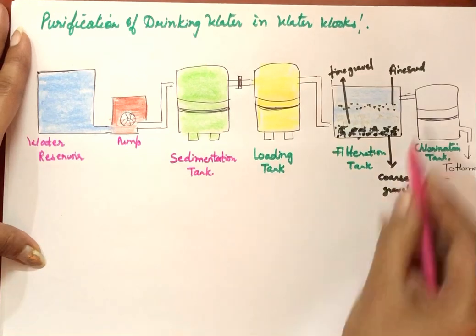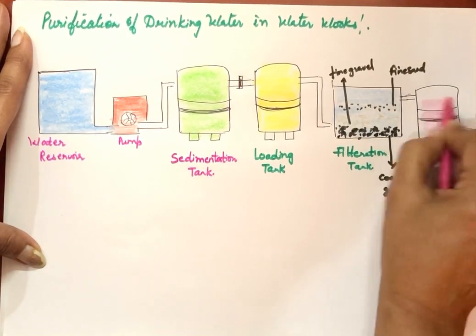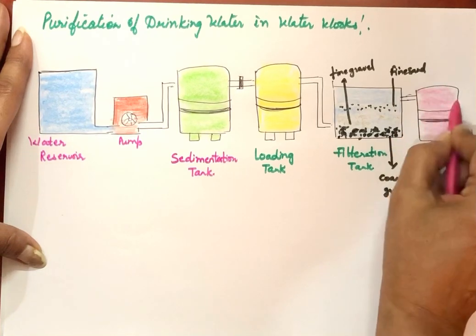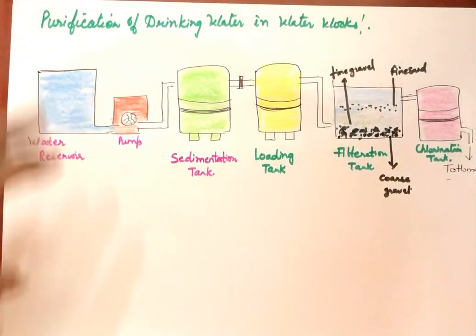What is there in this chlorination tank is chlorine, which will kill all the pathogens, the bacteria in the water. So this is the purification of drinking water in water tanks, how this tank works here. I'm explaining once again this part.